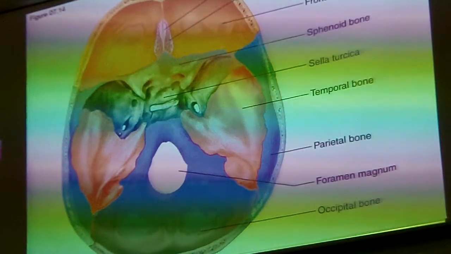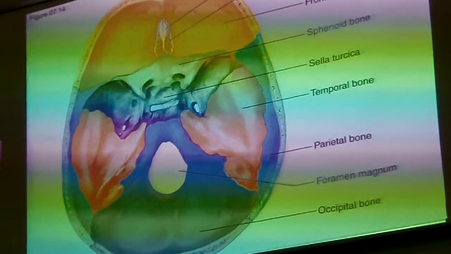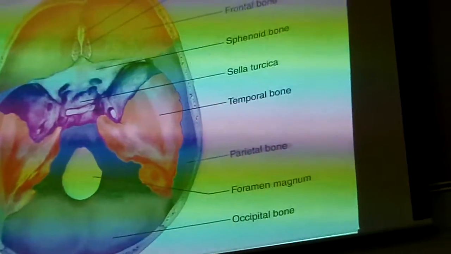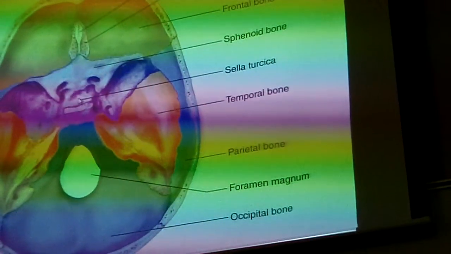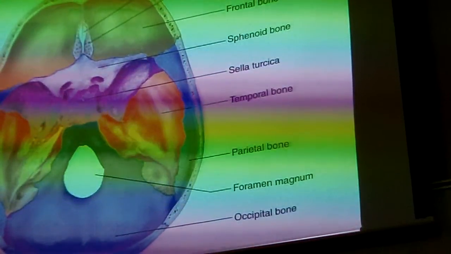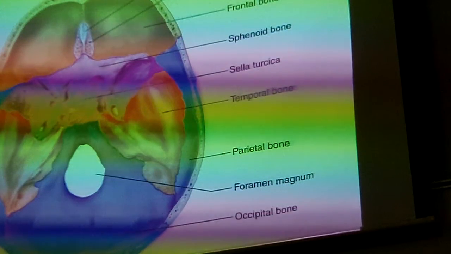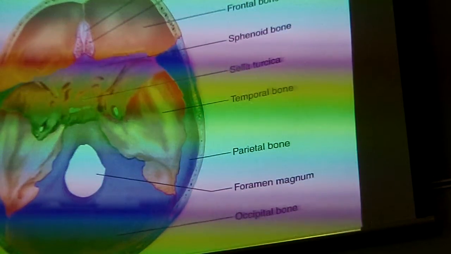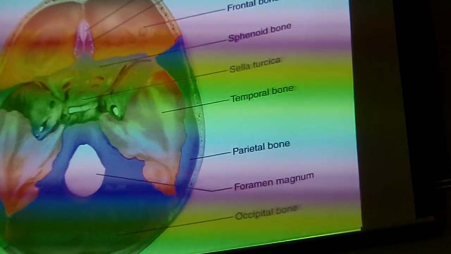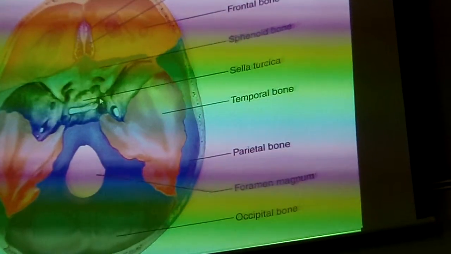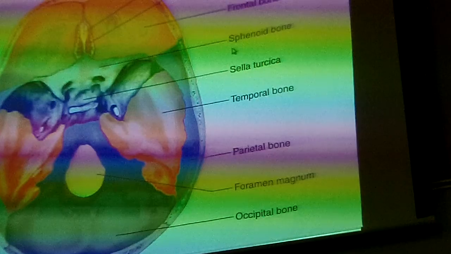Here's taking off the top of the skull and looking down inside. You can see some of those same bones and foramens. This area here, this is a cool area. It's in the sphenoid bone. Again, the sphenoid bone to me looks like a butterfly. Looks like a bat from inside the skull, doesn't it? Sphenoid bone is cool. It looks like a butterfly or a bat.